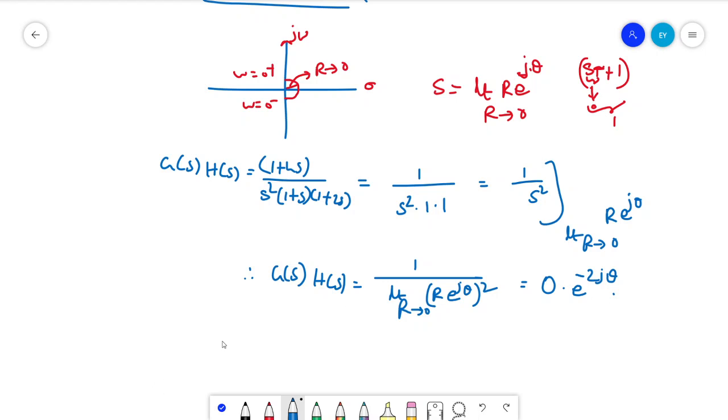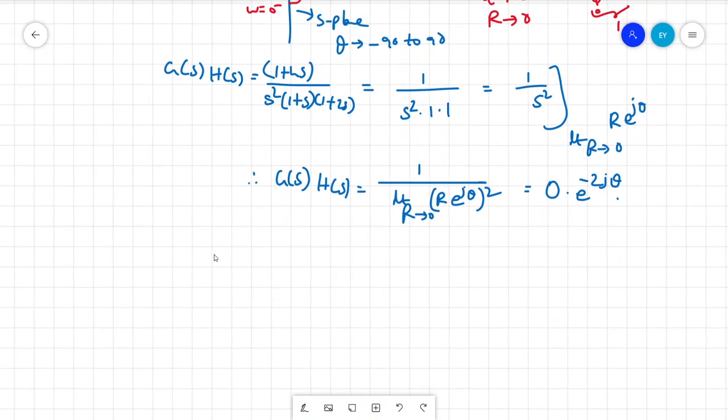Now we need to apply the limits. So limits is tending to theta. If you see here in S plane, theta is tending from minus 90 to 90, because it is going from here to here. Minimum is minus 90 and maximum is 90. So just substitute the two cases.